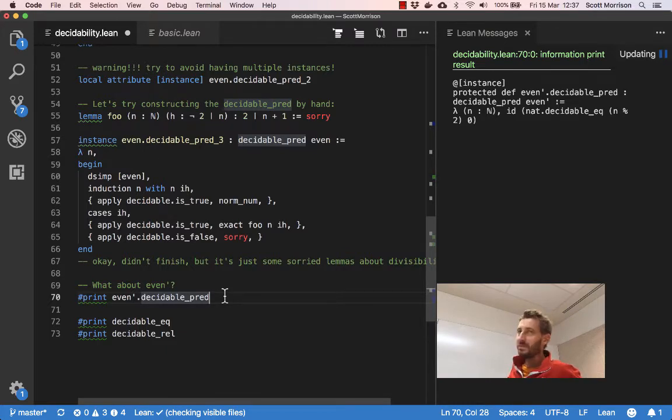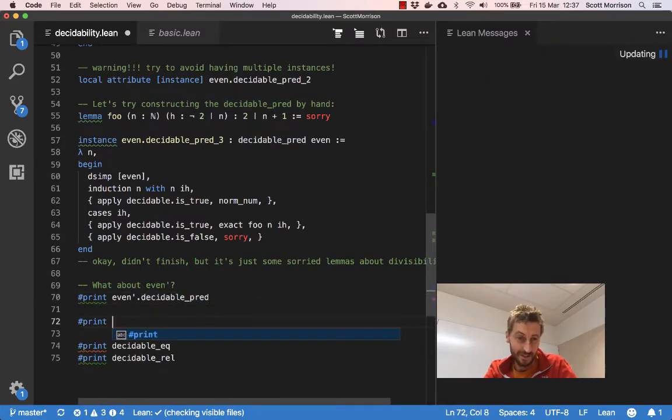If I give you two natural numbers, what's the algorithm to decide if they're equal or not? Subtract 1 off each until you get to 0. Yeah, exactly. Check if both of them are 0. If so, say yes. Otherwise, check if one of them is 0 and one of them is suck of something, in which case say no. Otherwise, they're both suck of something, so remove one suck from each side and go on.